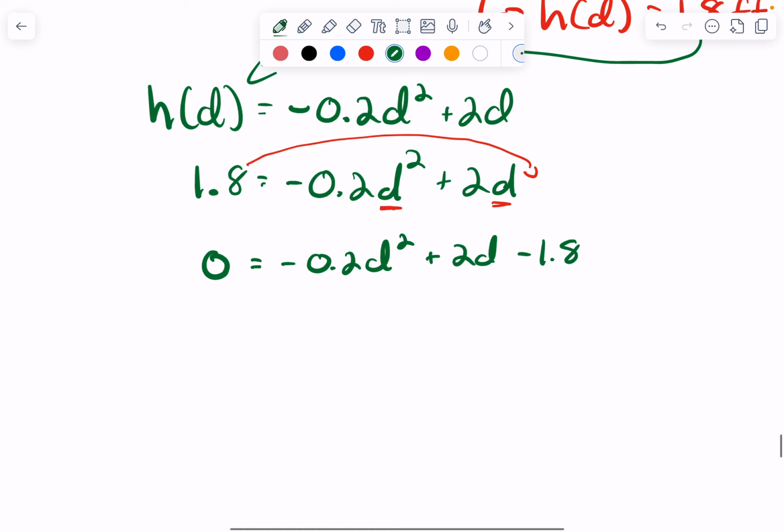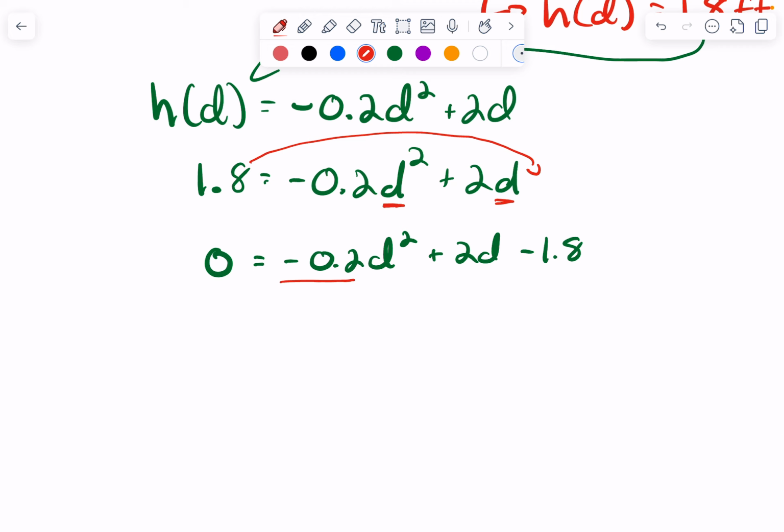Okay, so now let's factor this. But clearly we have this negative 0.2 in front here that's throwing us off. We have all these decimals. Well, let's get rid of the decimals, or let's get rid of this 0.2 here. So let's factor it out. So we'll have 0 is minus 0.2. We factored it out, so that first term becomes now just d squared.